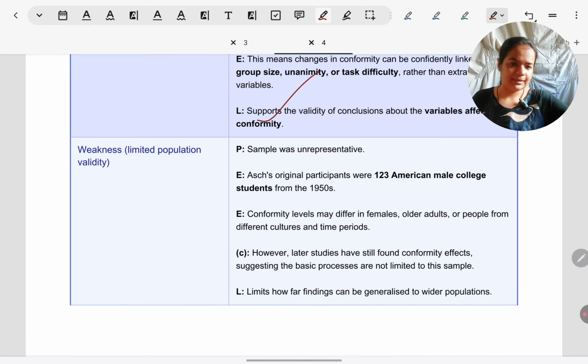But what about the weakness? All these variables are based on Ash's research, and we should know Ash's research typically involved American male college students. Like if we take the specific example of the original Ash study, there were 123 American male college students, and all these studies were done from the 50s onwards.